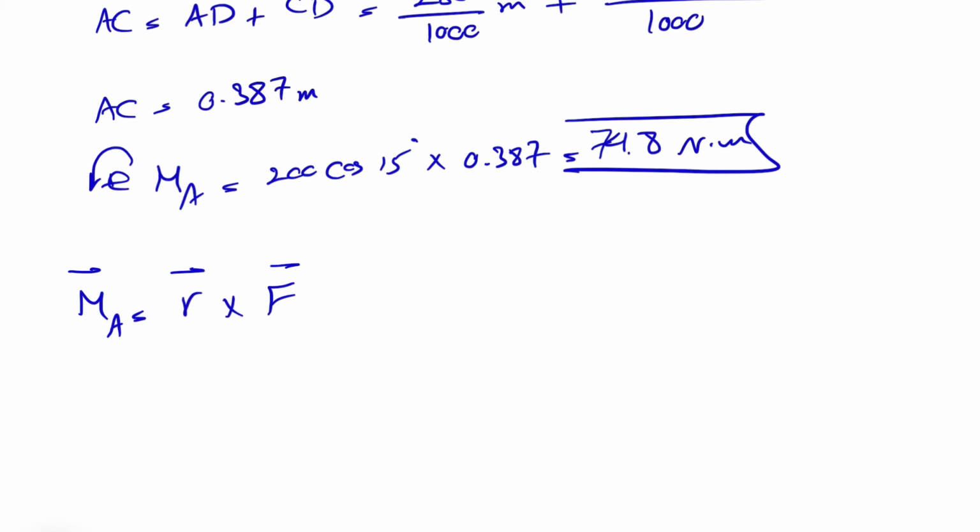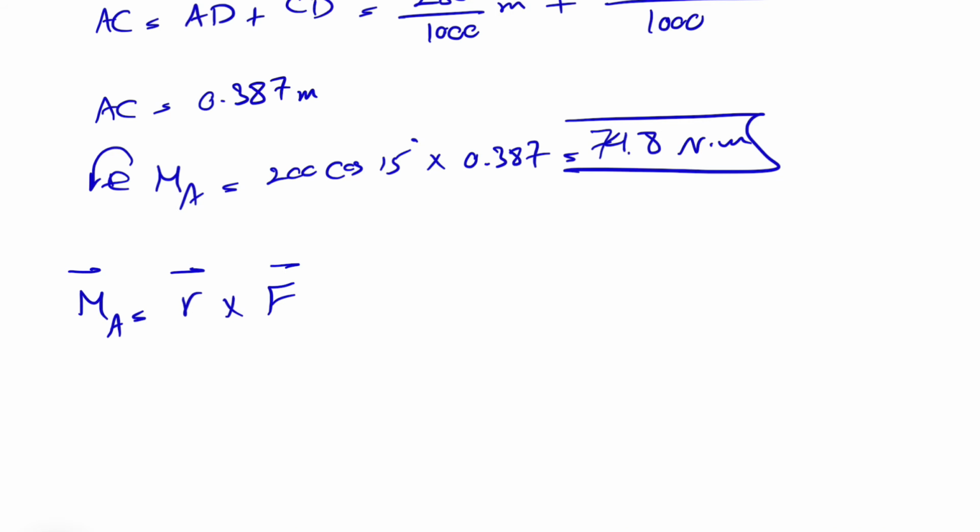So basically have that times 200 cosine of 15. Cosine of 15. And yeah, we got the same answer, 74.8 Newton meter. And that would be our third method. And the last one is what we have in here, the definition of the moment.